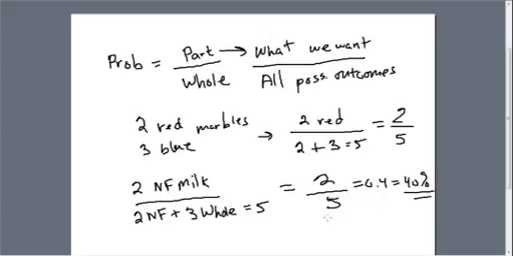That's the answer. What this really means is that if you were to open that fridge and try to pick out a non-fat carton of milk, you have a 2 in 5 chance because there's 2 cartons of non-fat milk and there's a total number of cartons of 2 plus 3 whole milk ones. That's 5. So you have a 2 in 5 chance, which is a 40% chance.